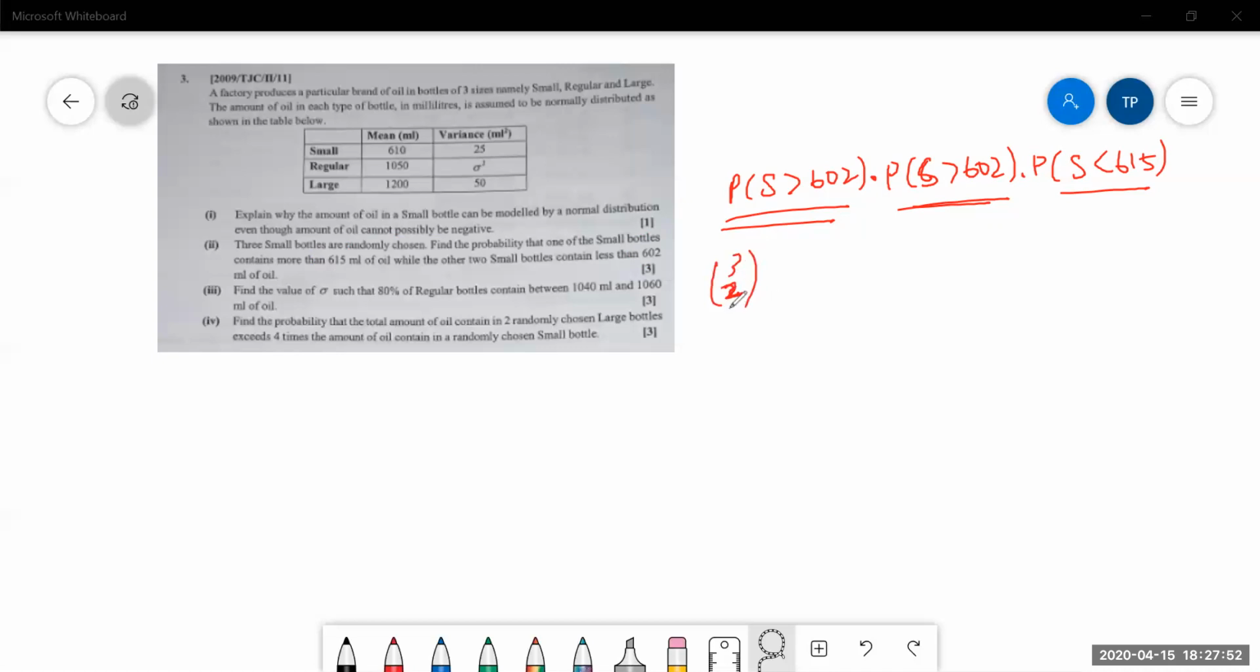Because 3 choose 2 is, what are you choosing here? What is the 2? The 2 is you're choosing which 2 are the small bottles containing less than 602. So these are the 2 containers containing less than 602, right? Yeah. So you're choosing the 2 bottles. Then again, some students will ask me, hey, Kenny, can I not choose the bottles less than 602? Sorry, it's a typo.